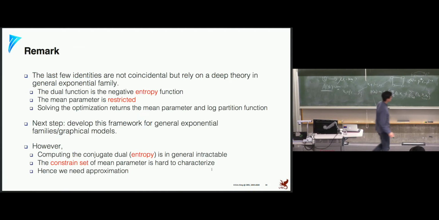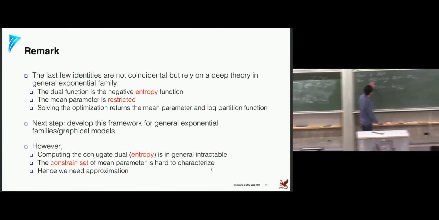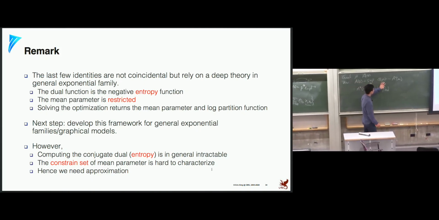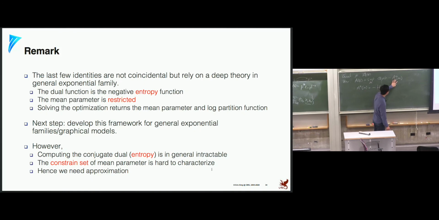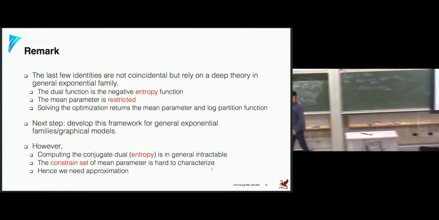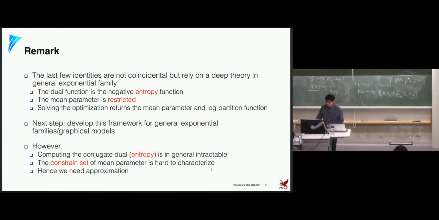So let's recap a little bit. We wanted to solve for this, so we can write down this optimization problem, and we know this is equal to the negative entropy. But in order to solve for this, we need to be careful. This mu has to also be in some range, and getting this range can be tricky. And also evaluating this negative entropy is a tricky part.